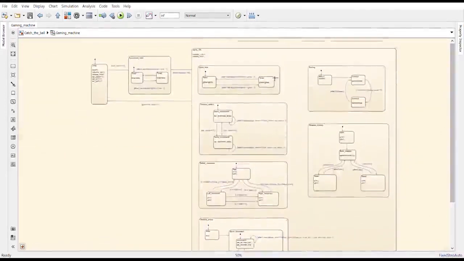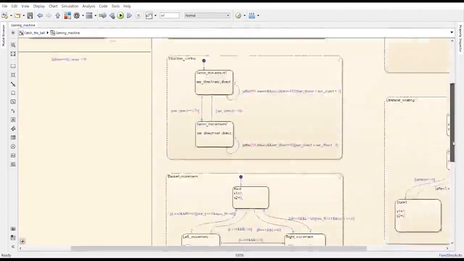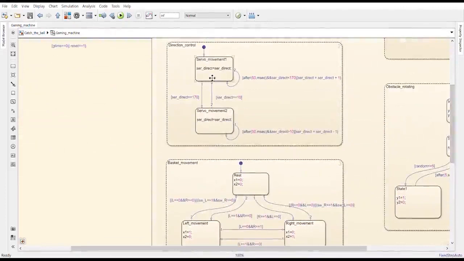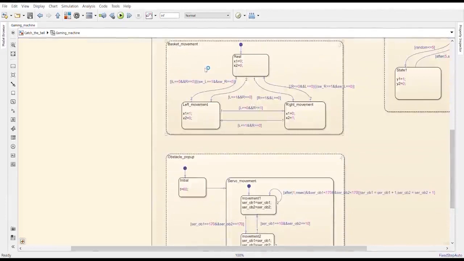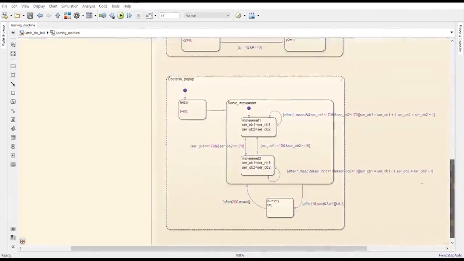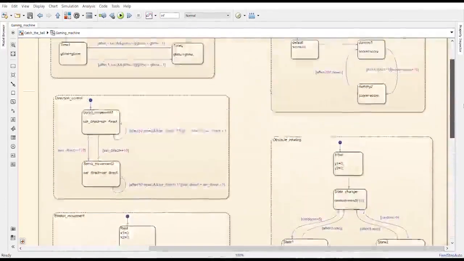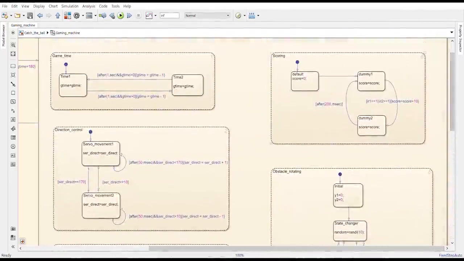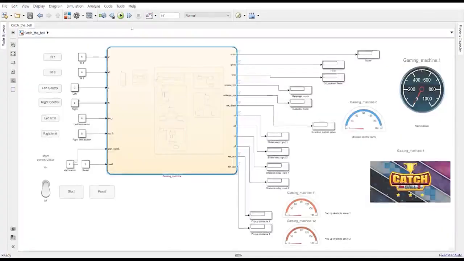They work in parallel. The first is game time, for maintaining the game time, which is 180 seconds. Another chart for direction control, for controlling the direction of the flow of the balls. Another chart for basket movement, for controlling the movement of the basket, which is controlled by the player to catch the ball. Another chart for popping out the obstacles to control their speed. The next chart is for recording the score of the game, and the last chart is for the rotating obstacles to change their direction randomly. Now let us simulate this model.